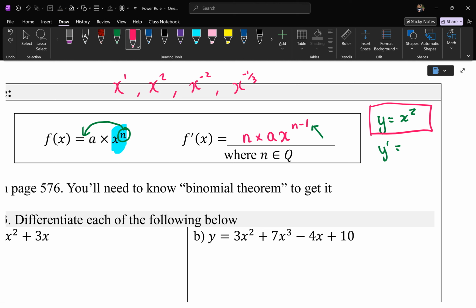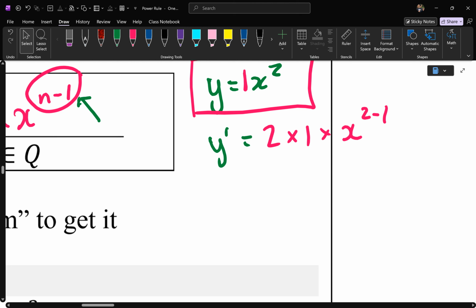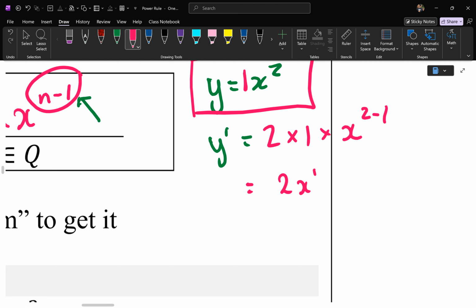So according to the rule, bring n to the front, so it's 2 times. What's the coefficient in front of the function right now, which is a? What's the number that's multiplied to the function? 1. There's no number in front of it, so usually it's 1. So 2 times 1 times the function x to the power of 2, but the rule says minus the power by 1. So what's the derivative, or the gradient function? The gradient function is 2 times 1, which is 2x to the power of 1.